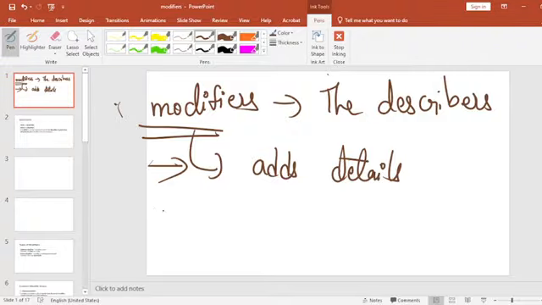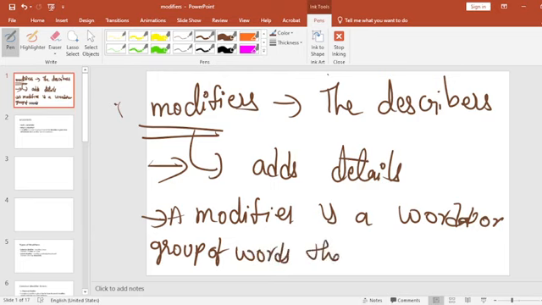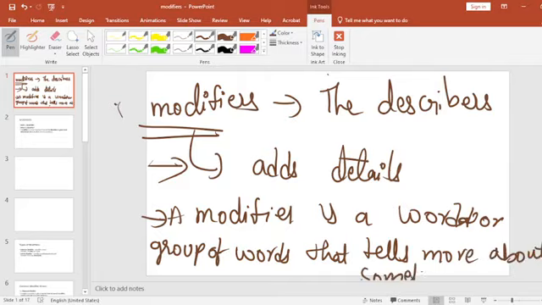So I'll make it more clear for you. A modifier is a word or group of words that tells more about something. A modifier is a word or group of words that tells us more about anything that you might have. Okay. So, example.